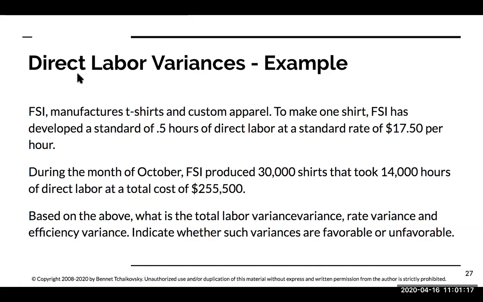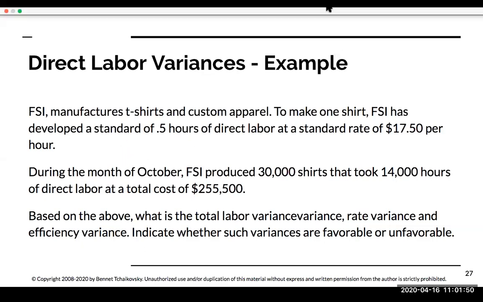So, direct labor variances. Here's our example. We manufacture t-shirts and custom apparel. To make one shirt, I've developed a standard of 0.5 hours of direct labor at a standard rate of $17.50 per hour. So to make one shirt, it's going to take me about 30 minutes, or half an hour. During the month of October, we produced 30,000 shirts that took 14,000 hours of direct labor at a total cost of $255,500.